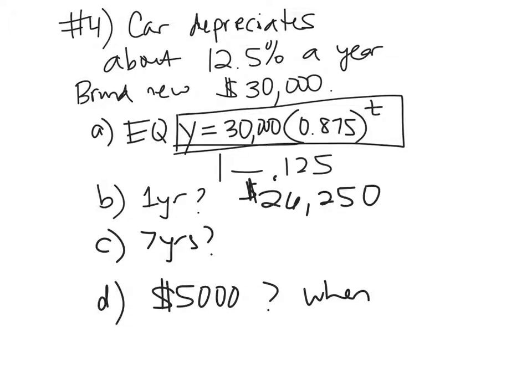All right, then we do it again. And this is going to be to the 7th power now. Raise it to the 7th power. And now your car is only worth $11,780.88 after 7 years. You bought it for $30,000. All right. Now, when's it going to be worth $5,000?